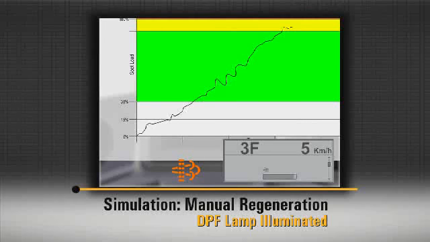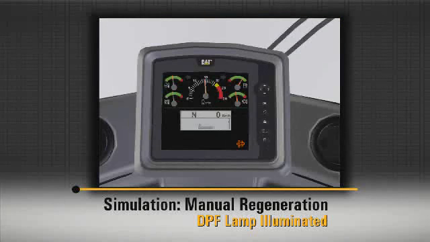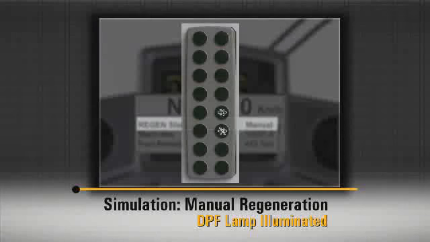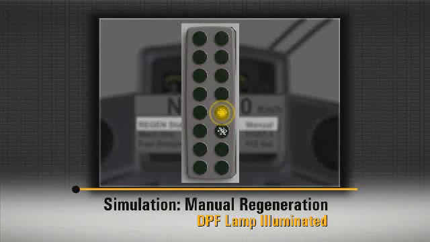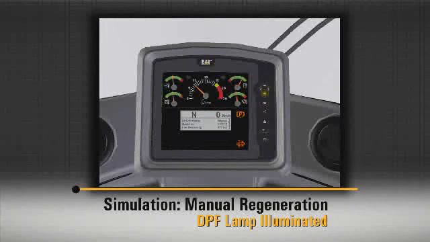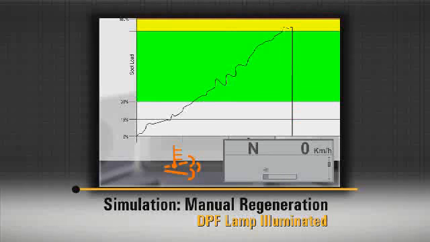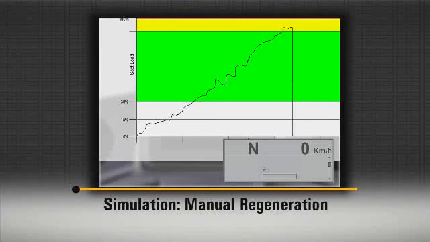is time to regenerate. The operator takes a break and places the machine into a non-work mode. The engine is at idle, the transmission is set to neutral, and the parking brake is engaged. The operator presses the manual regeneration button and holds it for at least 2 seconds. When the regeneration cycle begins, the Regen active lamp illuminates. The soot level in the DPF eventually returns to 0% after a full regeneration has taken place. Regen can be interrupted at any time if the machine returns to work.